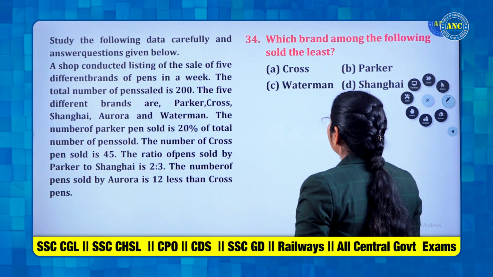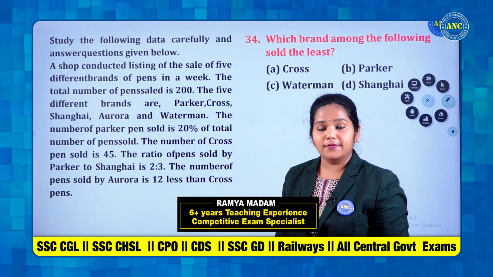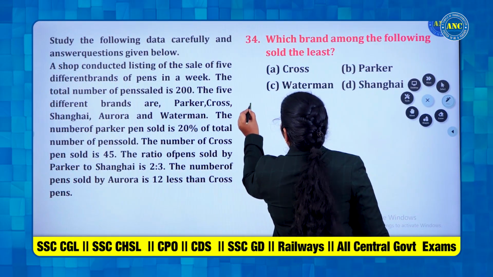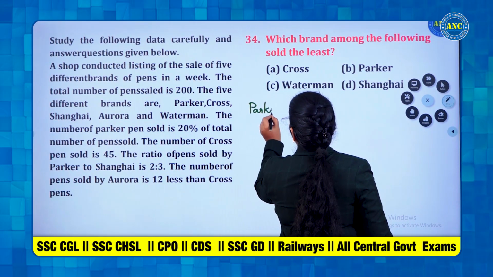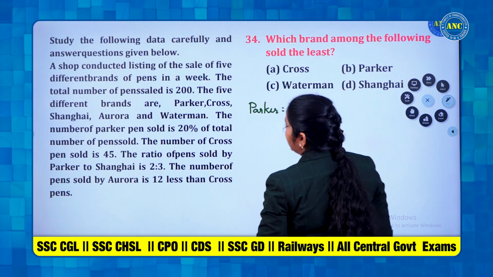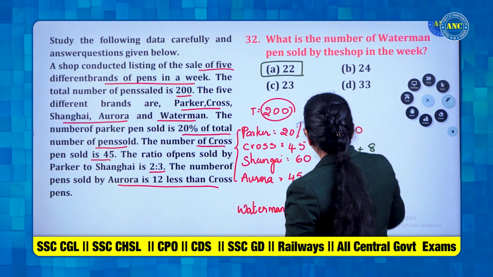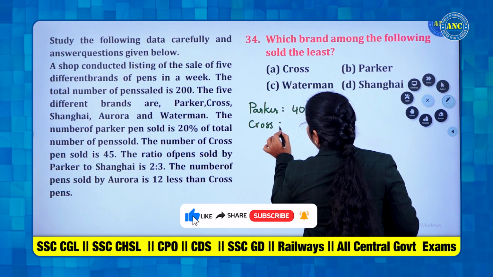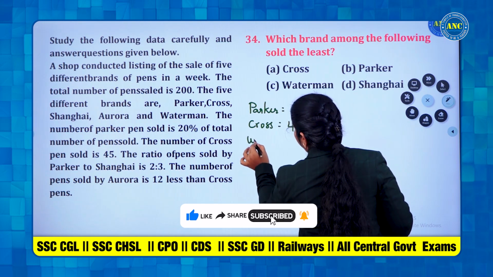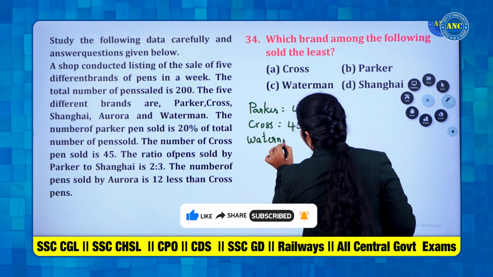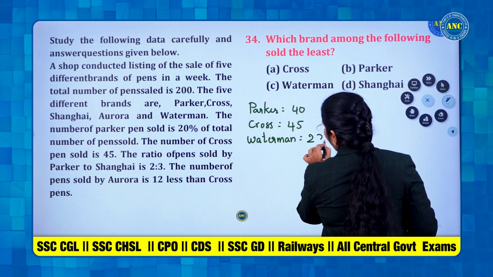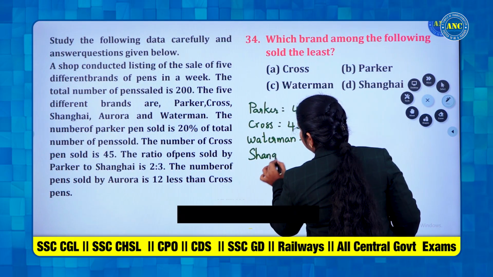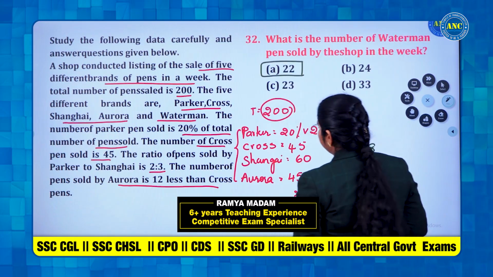Which brand among the following sold the least? See, Parker pens, how many were sold? We got the answer, no? 20% of total. Parker pens are 40. Cross pens, 45. Waterman pens, how much did we get? 22. And then what else we have? Shanghai pens, how many we have? See, it's 60.